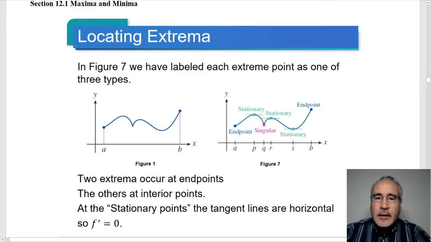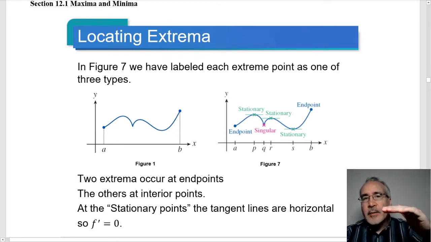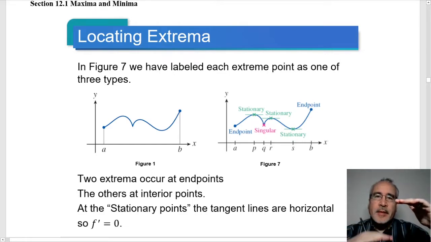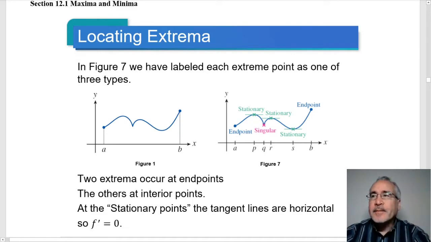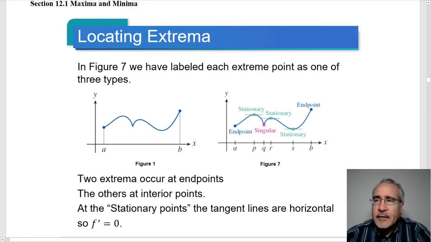Here we are, section 12.1, talking about maxima and minima. So the maximum is the highest y value, and the minimum is the lowest y value. We record the x values where those extreme y values, either maximums or minimums, occur. Let's look at some examples and how we use calculus to figure these out.